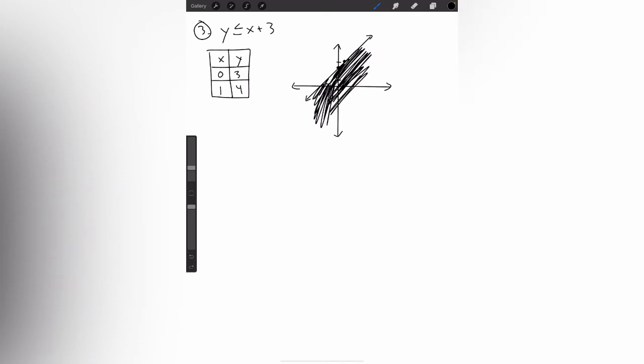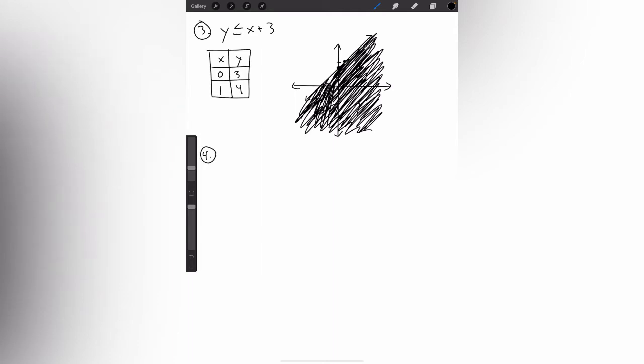All right, shading all that. Everything down below here. All the values that are less than. Okay, and that's number 3.